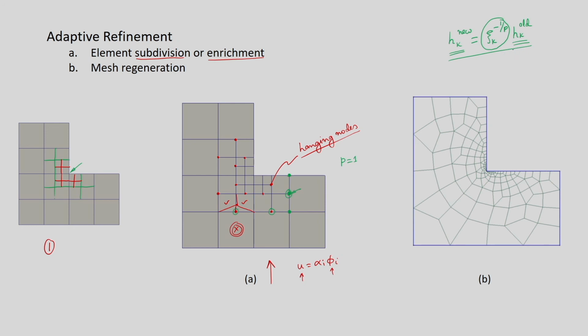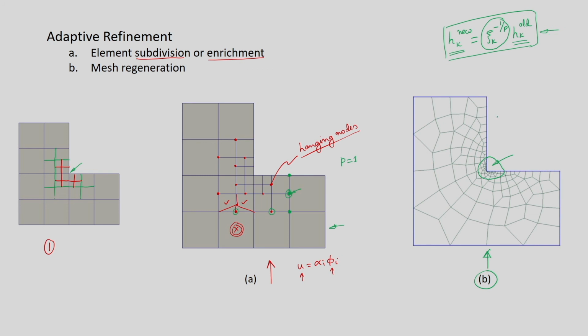So, once we know the new h, what can we do? We can erase the earlier mesh and regenerate the whole mesh. That is what has been shown in B. Making use of this relation, we can calculate the new mesh, call the mesh generating software, and generate a completely new mesh. As you can see, smaller elements are surrounding the corner, and this information has been provided by this expression.